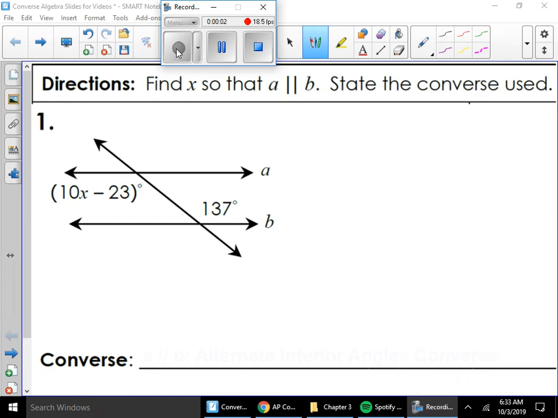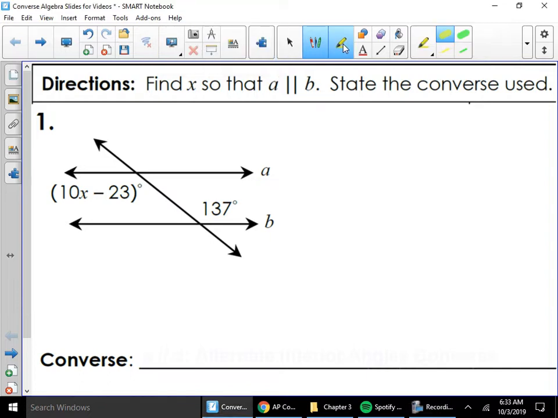So now we're bringing algebra back into our converses. Notice they're asking us to find a value of x. That's not so different from what we've been doing in the past. However, now we don't know that the lines are parallel. We need a value of x that helps us prove those lines are parallel.